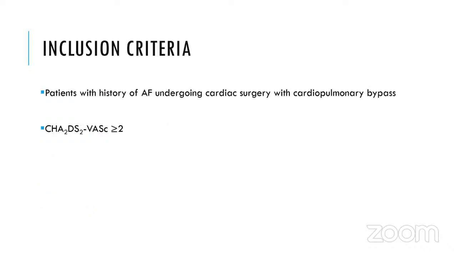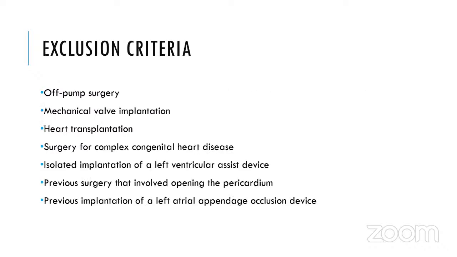patients was 71 years. The inclusion criteria were patients who had a baseline history of atrial fibrillation who were undergoing cardiac surgery with cardiopulmonary bypass for another indication. These patients had to have a CHA2DS2VASc score of at least 2 or more. The exclusion criteria were off pump surgery, mechanical valve implantation, heart transplantation, surgery for complex congenital heart disease, isolated implantation of an LVAD, previous surgery that involved opening the pericardium or previous implantation of a left atrial appendage occlusion device, whether surgical or endovascular.